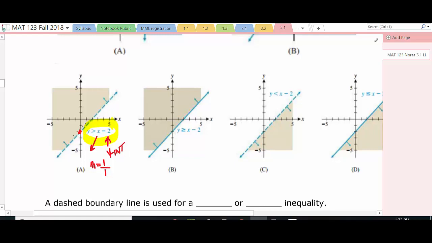Notice I used a dashed line. The reason I use the dashed line is because it's greater than. It doesn't have an equal to bar on it. So that means that every point on that line would not be a solution. It wouldn't check in the solution, okay, because it's greater than. If it was greater than or equal to, then you would use a solid line because it is a solution.